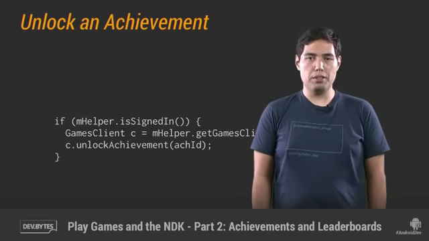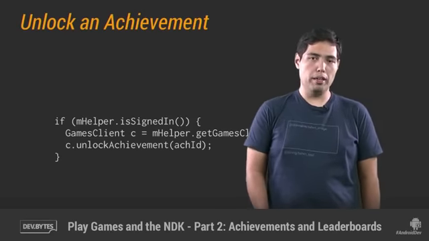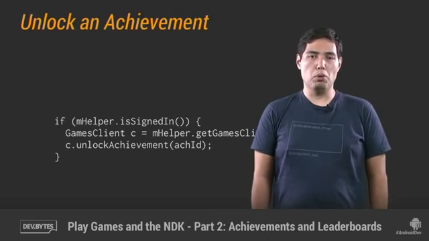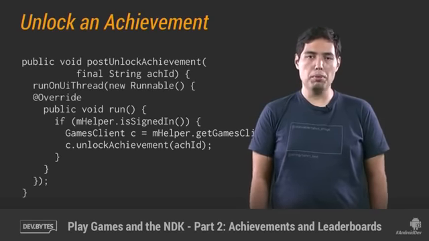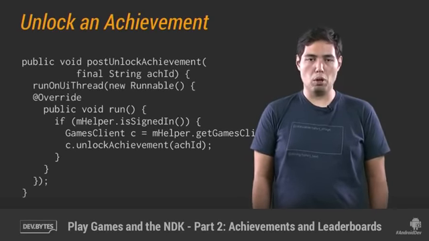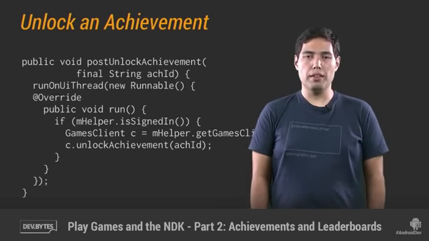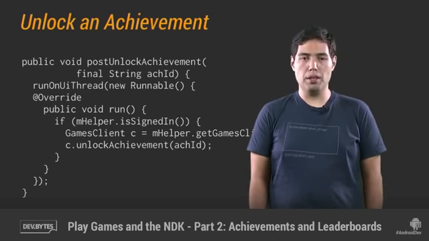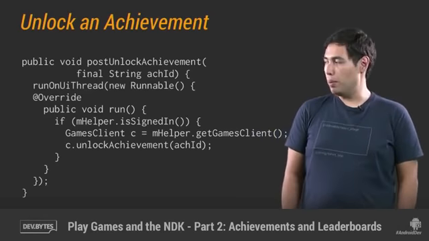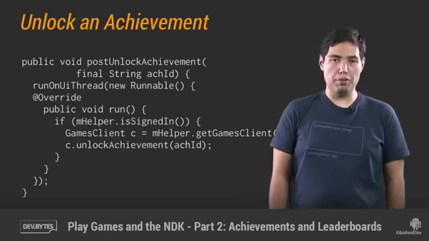However, remember that your game is going to be running on a game thread that's different from the UI thread. So to prevent any synchronization problems, we're going to write a method called post unlock achievement, and that method is going to call run on UI thread. And then that method is going to invoke the unlock achievement method on the UI thread. So that's the method that we're going to call from the native side.